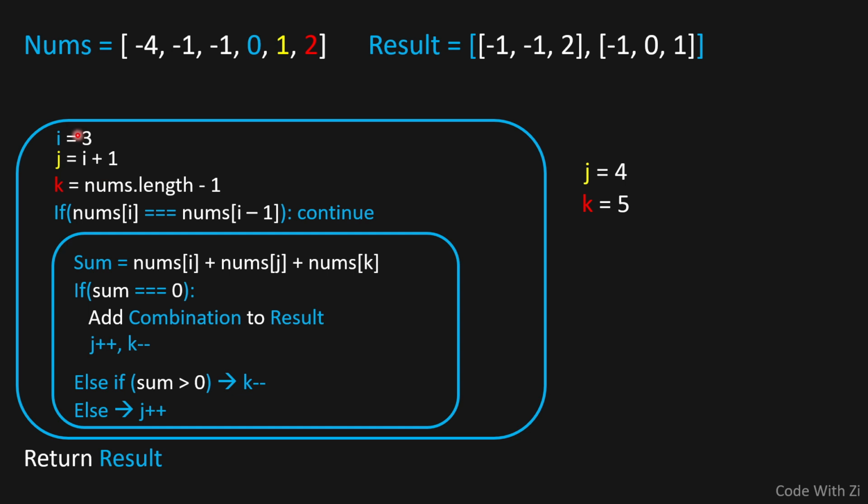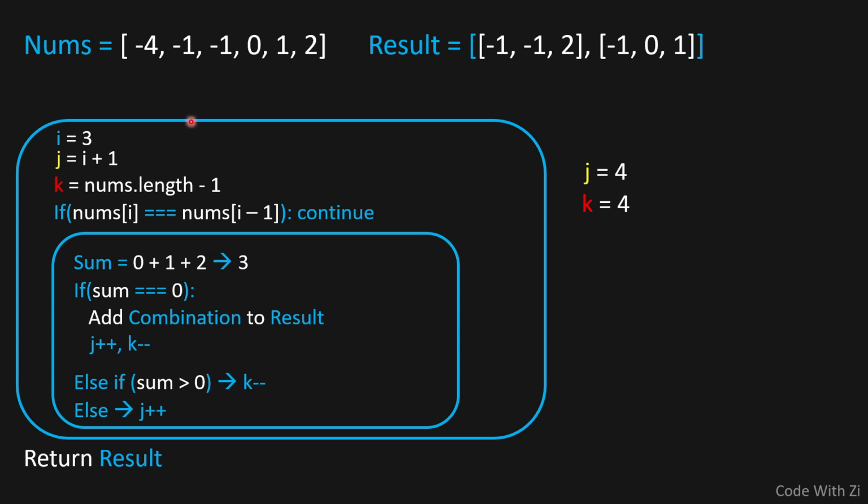So let's do that. Now i is equal to 3 and j is equal to i plus 1. So j is going to be equal to 4 and k is going to be equal to 5, meaning our i is pointing to this number here, our j is pointing to this number here, and our k is pointing to this number here. So we're going to enter our second loop and we're going to calculate our sum. So 0 plus 1 plus 2, that's going to be 3. Is sum equal to 0? It's not. So is sum greater than 0? It is. So let's decrement k. But if we decrement k, k is going to be equal to 4. And that's going to make k be equal to j, which results to breaking the condition of our second loop. And we're going to break out of our loop.